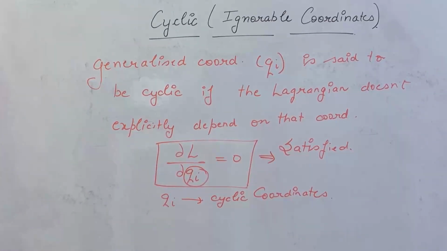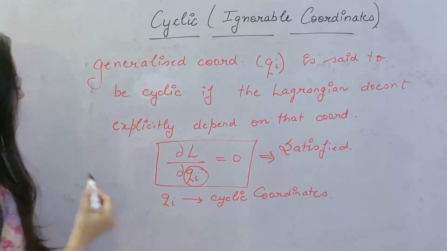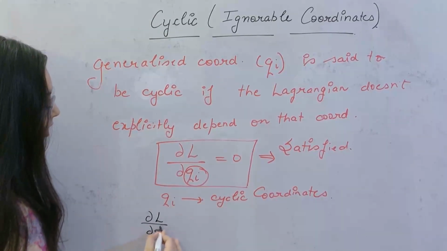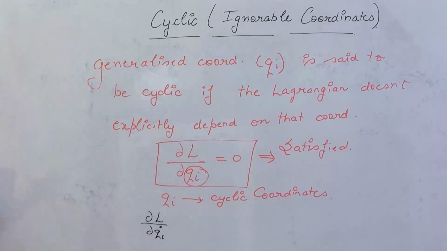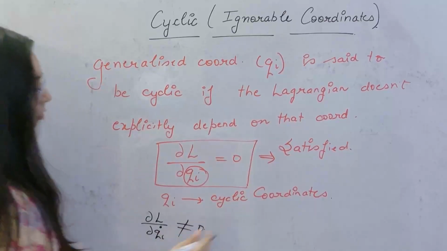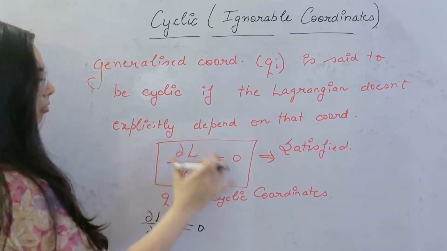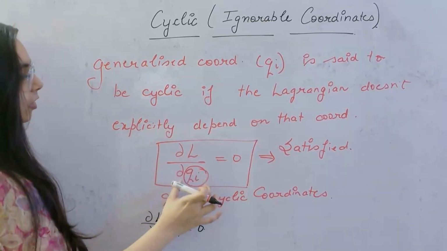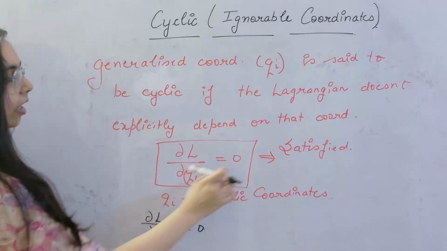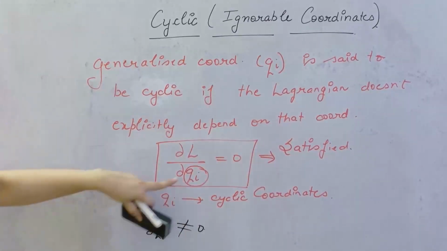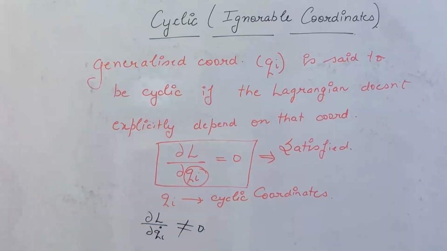Here, in our equation the condition can come that the partial derivative of the Lagrangian with respect to that coordinate's generalized velocity is not equal to zero. That can happen, that will do. But if the partial derivative of the Lagrangian with respect to that particular coordinate is zero, then we can say that my particular coordinate is my cyclic coordinate.